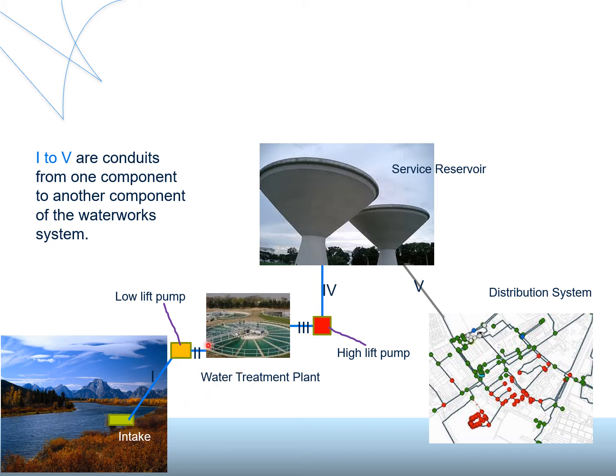Now, from the intake to the water treatment plant, you use the low lift pump, and after you treat the water, you supply it to the service reservoir through the high lift pump, and finally from the service reservoir to the distribution system. Now, when we design these different components, what design demands should we use? In this area, we have this hourly fluctuation of demand. We supply water to the individual customers, and that means this distribution system needs to handle the hourly fluctuation of demand.